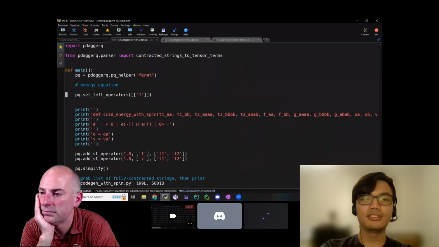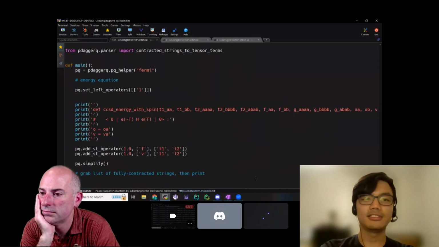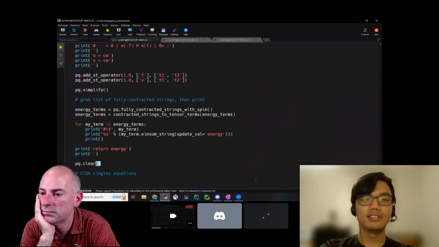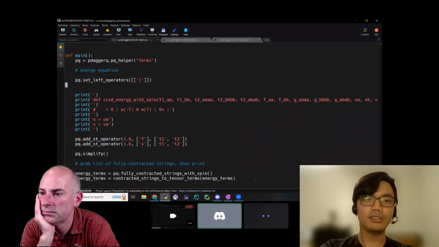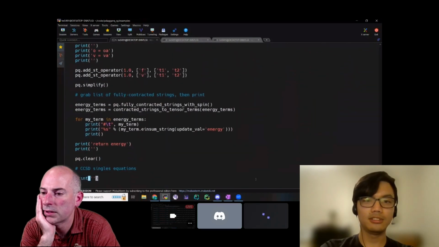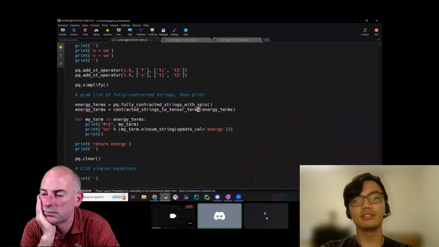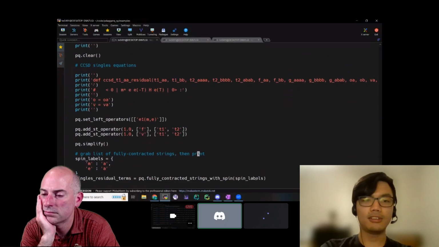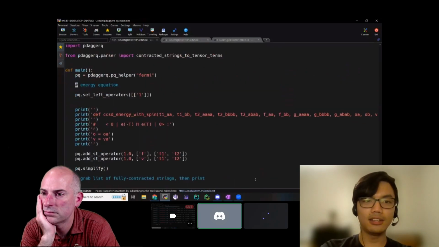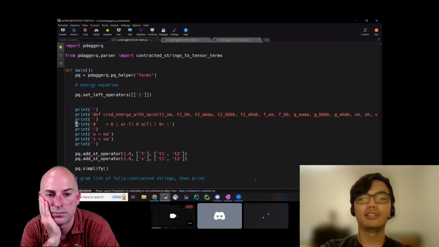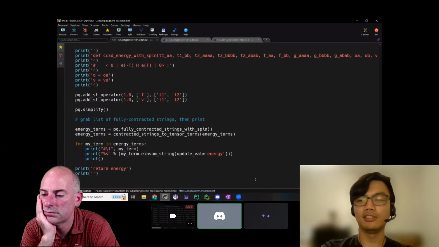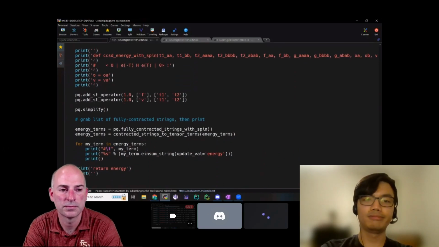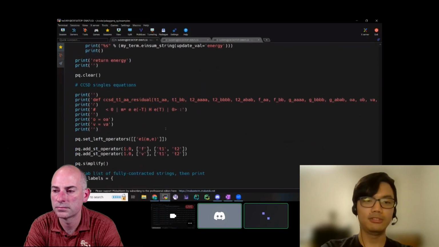So, right, this is just the header. So it's all standard stuff, except for something. I forgot where you actually... There's the spin map. Yeah, this thing, right? So now instead of calling fully contracted strings, you add fully contracted strings with spin. And now, well, this is the energy. So the energy equation is fully contracted, so it will handle all the spin contraction in this function, I believe.